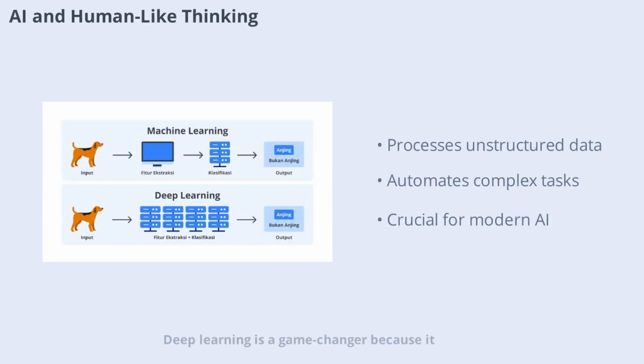Deep learning is a game changer because it allows computers to think and learn like humans. Unlike traditional machine learning, deep learning models can process unstructured data such as images and sounds. This means we can build AI systems that describe pictures or convert audio files into text instantly. The ability to automate these tasks is what makes deep learning a crucial part of modern AI. As we move forward, you'll see how deep learning replaces manual processes and brings us closer to creating intelligent machines.